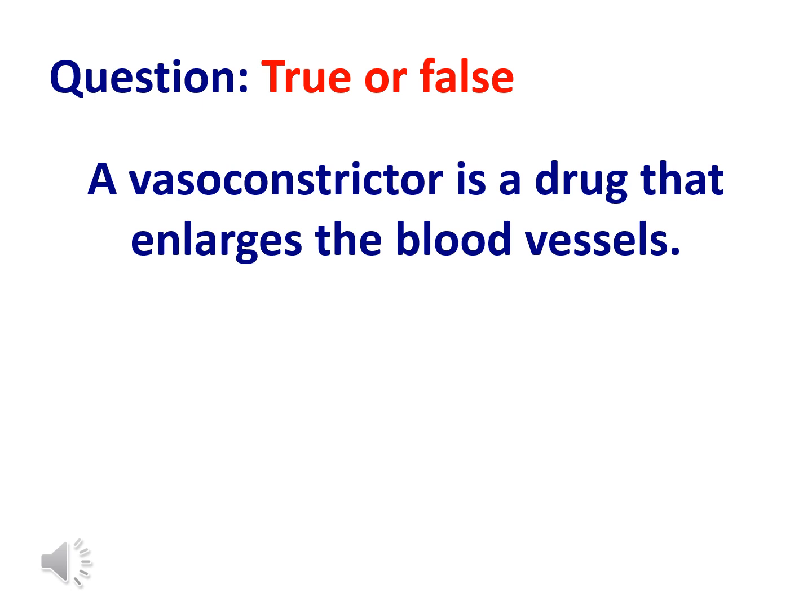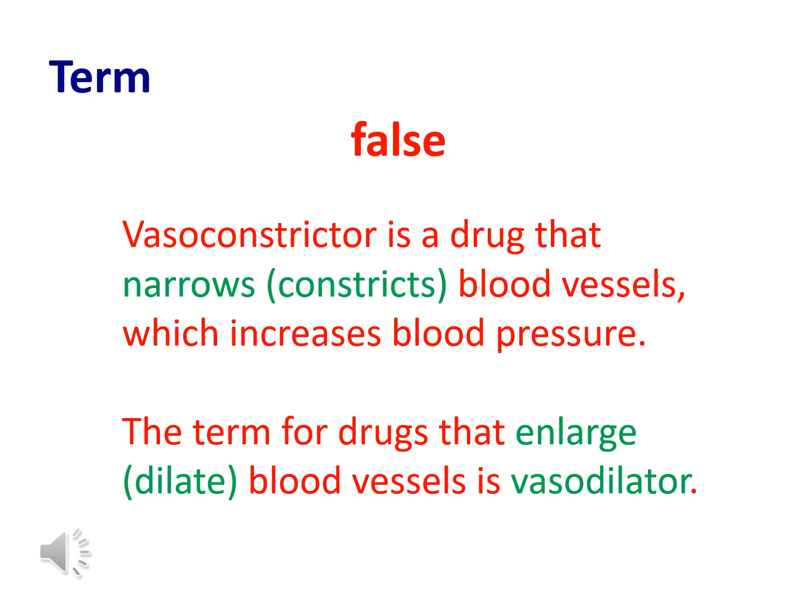A vasoconstrictor is a drug that enlarges the blood vessels. True or false? False. Vasoconstrictor is a drug that narrows, constricts, blood vessels, which increases blood pressure. The term for drugs that enlarge, dilate, blood vessels is vasodilator.